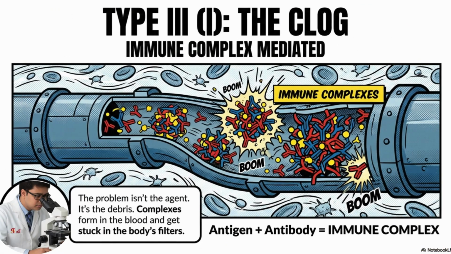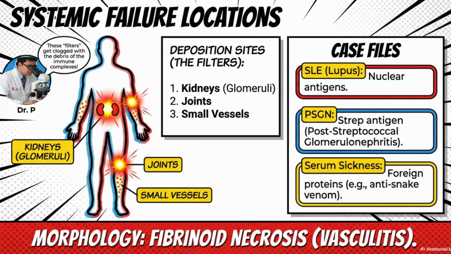Next is type 3I, the clog. This is immune complex mediated. Here the problem isn't the agent itself, it's the debris. Antigen plus antibody makes an immune complex. These complexes form in the body and get stuck in the body's filters. Where do these systemic failures occur? These filters get clogged. The deposition sites or the filters are kidneys, especially the glomeruli, joints, and small vessels.